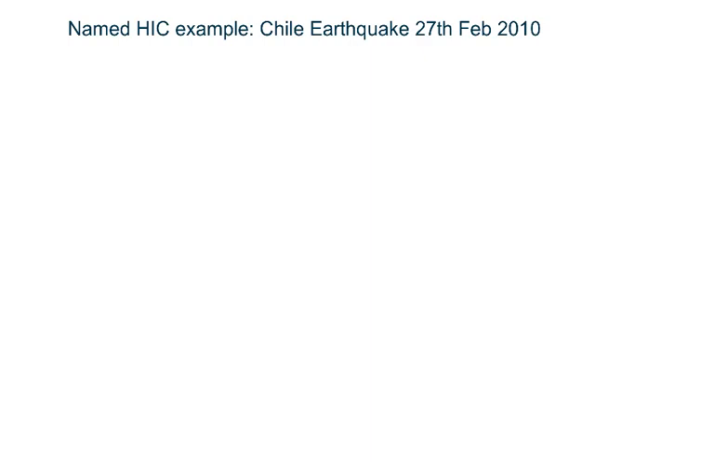So this is our named HIC example of a tectonic hazard, and in this case we are looking at the Chile earthquake on the 27th of February 2010. So we're going to look at some primary and secondary impacts, and we're going to look at the responses in terms of both immediate and longer term responses. As with most of our studies, we're going to do this as an image.